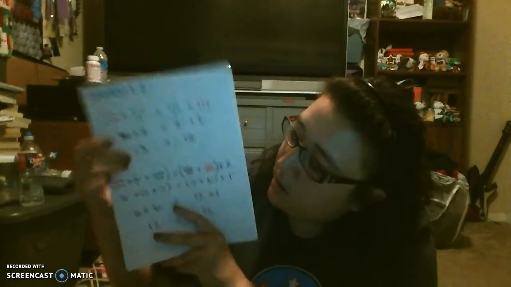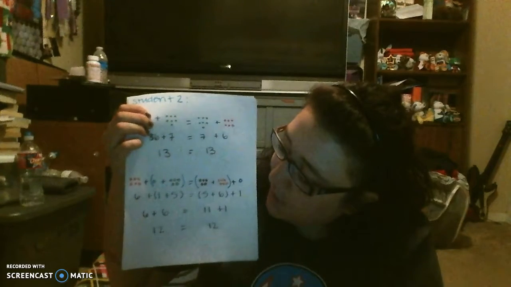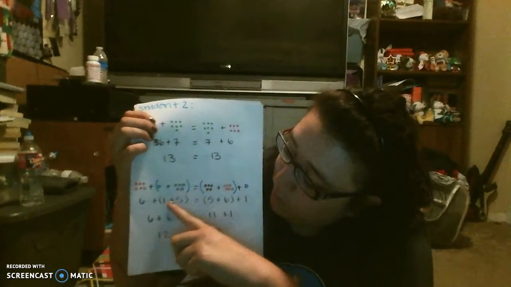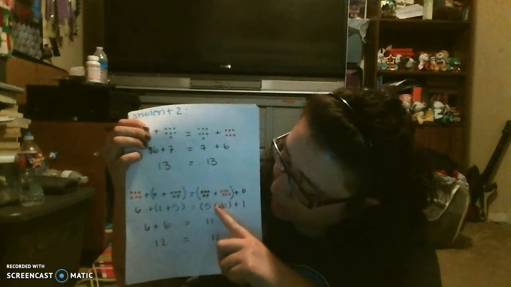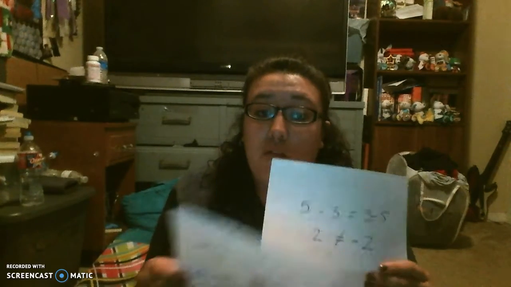So next, I had a student who actually did them all correct. He got 6 plus 7 and 7 plus 6, which equals 13. And then he did his associative property right. 6 plus 1 plus 5 equals 5 plus 6 plus 1, which gives you 12 and 12. So he did a really good job. He understood, and I had him go help around his classmates to see if there's any more confusion.